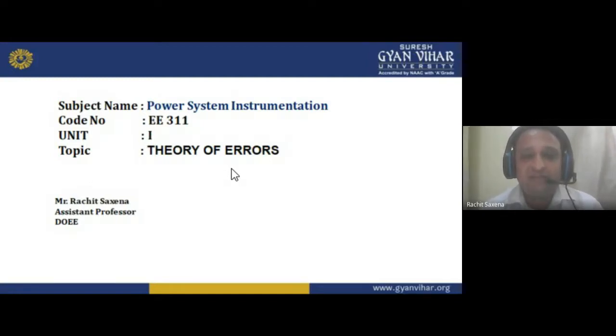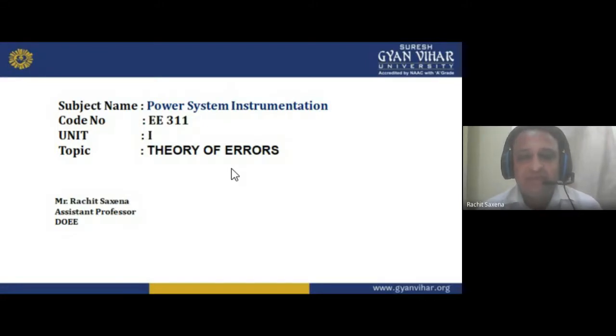So first, identify the errors. Our unit number 1 basically deals with errors and types of error. If I am talking about types of error, we have so many types. For example, we have instrumental error, environmental error, gross error, random error, and parallax errors. So these are combinations.